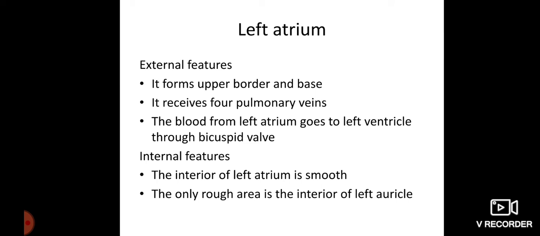Almost 99% of the wall of the left atrium is completely smooth. That means both the anterior wall and the posterior wall are smooth. Only the rough area is present in the left auricle, where there are some muscular projections called musculi pectinati.